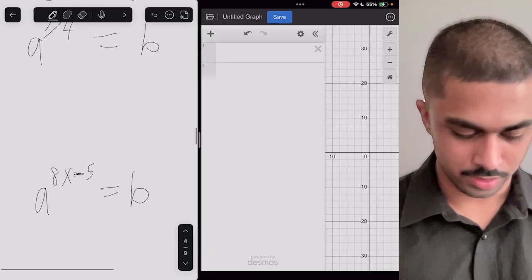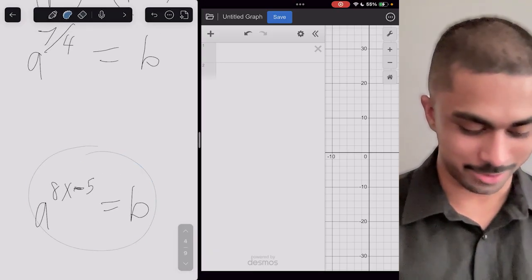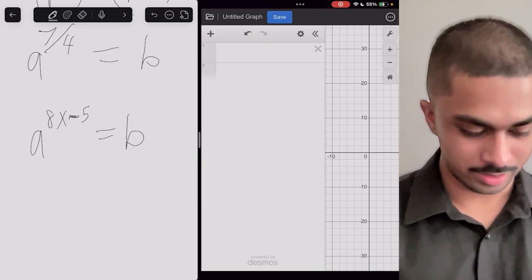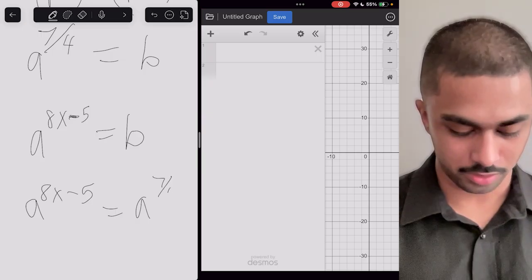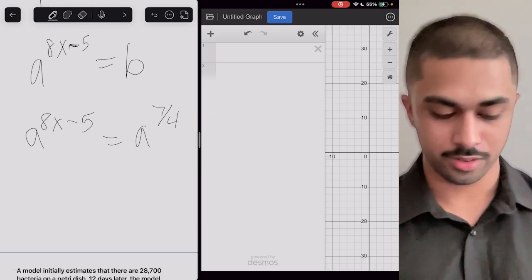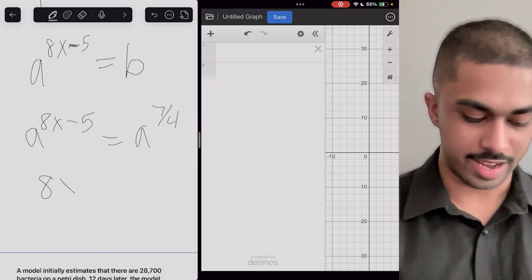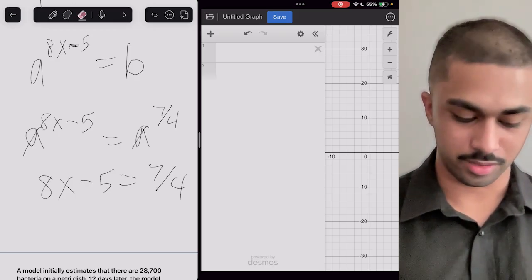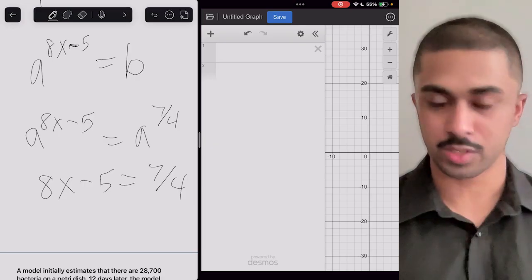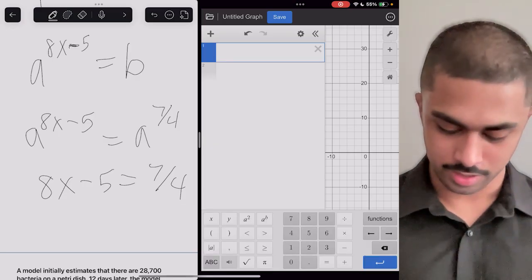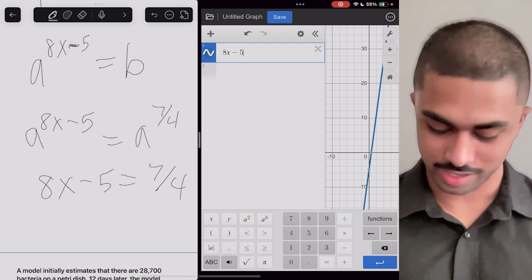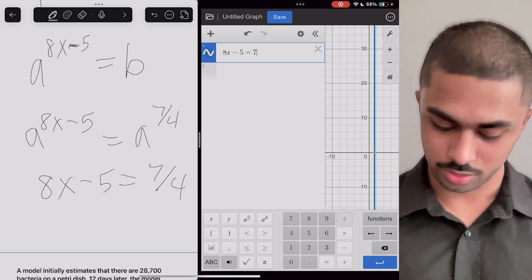Okay. From here, I think a lot of you guys will see what to do next. You just set them equal to each other, right? Because of B's. So A to the power 8x minus 5 equals A to the power 7/4. And then from here, we can actually set the 8x minus 5 equal to the 7/4 because the a's are both exponents of the same base. We're allowed to do this. And something else that we're allowed to do is put this equation into Desmos. We don't even need to do any more math.